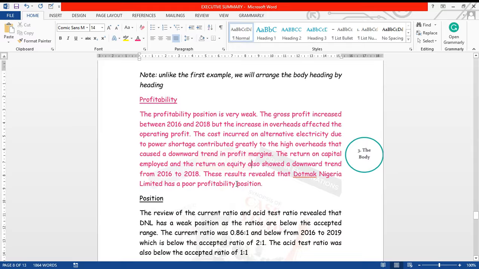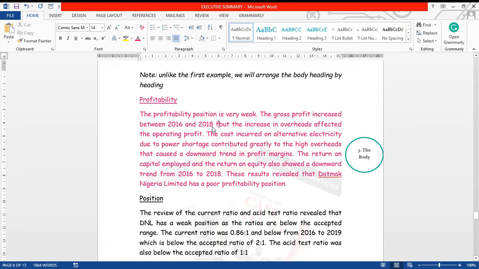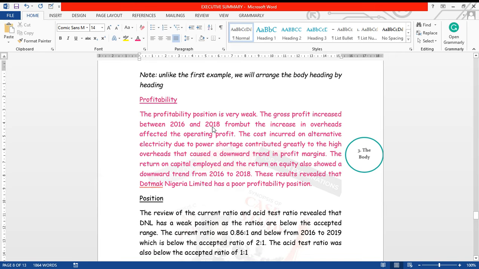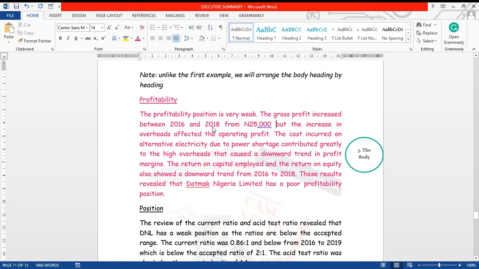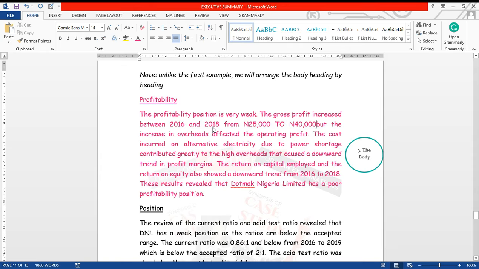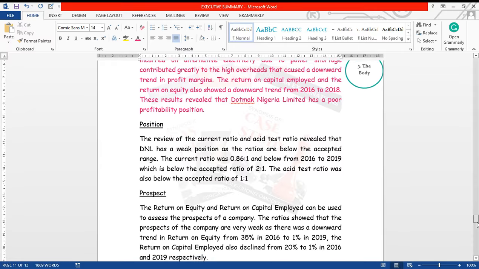I didn't just write what I feel like writing here. Do you understand? You have to show your computations. And you can actually include figures as well. I should have done that here. For example, maybe it increased between 2022 and now. This is just a hypothetical figure, maybe from, let's say, 25,000 to 40,000. So you can put figures as well. That will help too. So that's our profitability.